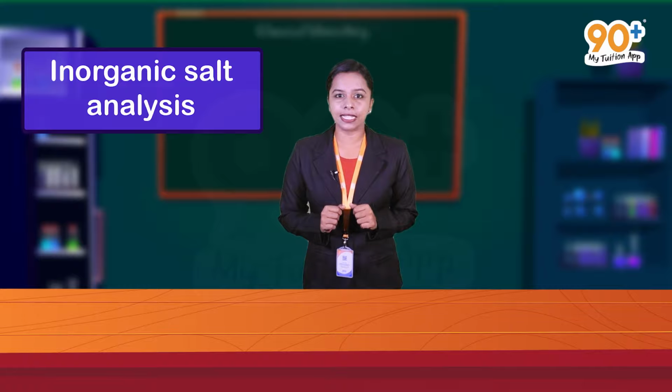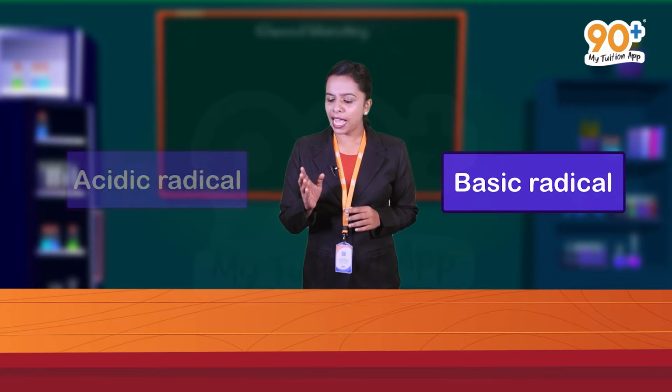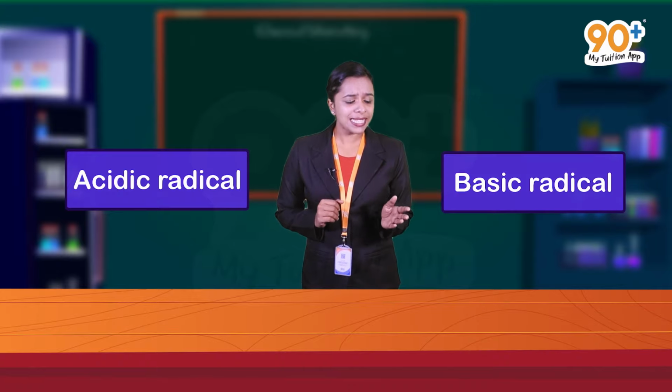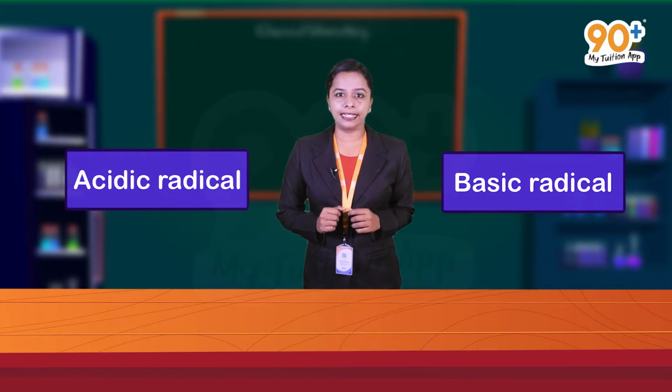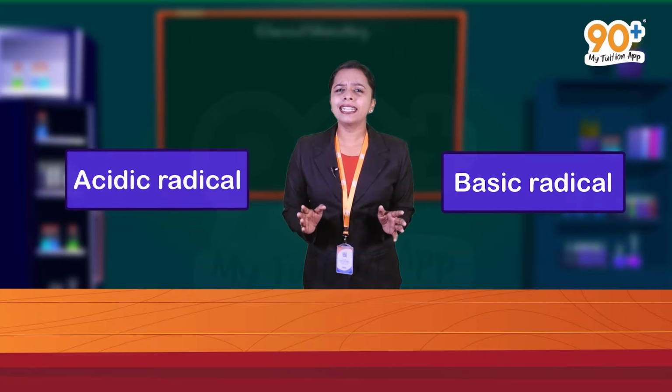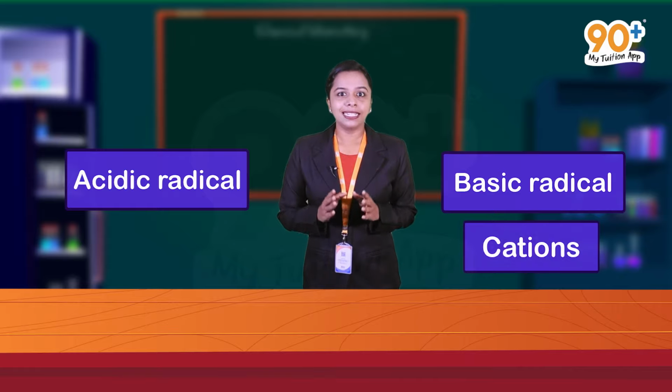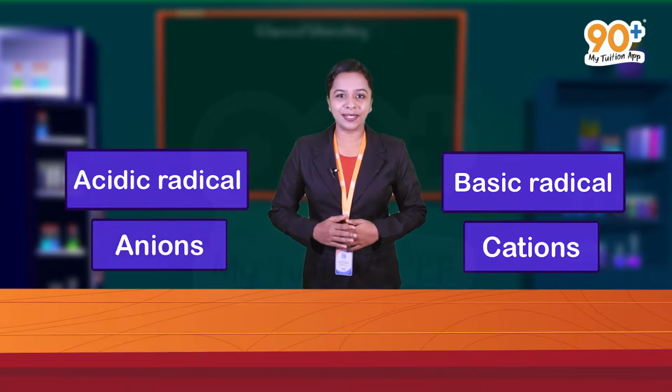Let's move on to the next inorganic salt analysis. In inorganic salt analysis, we identify the basic radical and acidic radical. So first, let's see what is basic radical and acidic radical. Well, the radical that carries positive charge is called basic radical or cations. And the radical that carries negative charge is called acidic radical or anions.